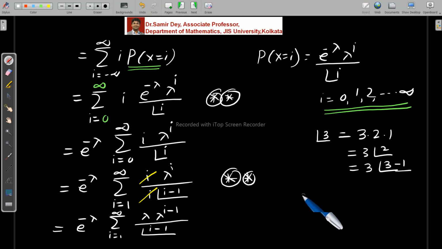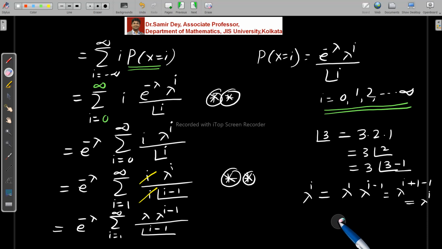So already you know, if I have lambda to the power i, in my next line I have mentioned lambda, lambda to the power i minus 1. Clear? So what is the power? Power is 1. If I simplify, it is lambda to the power i minus 1 plus 1, so ultimately it is lambda to the power i. Clear? So that's why I am writing this. Is it clear? Okay, very good.